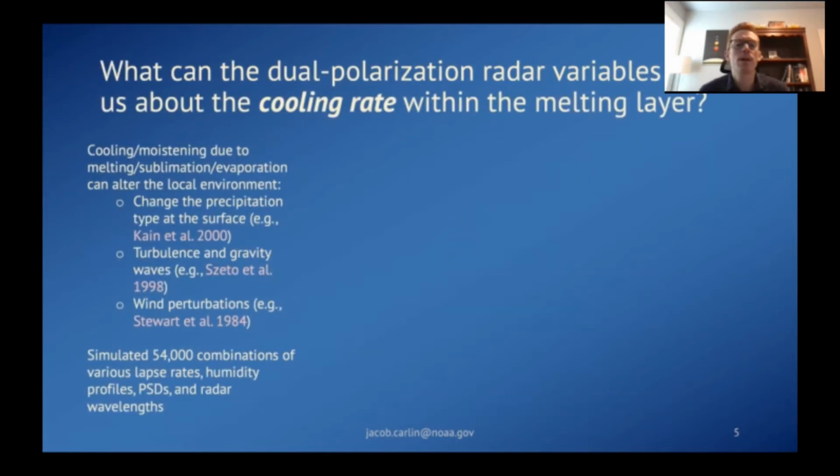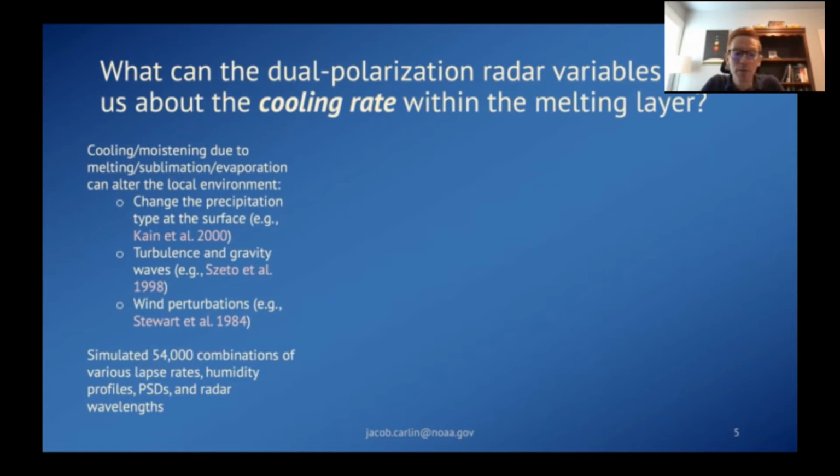Now, the first question we wanted to ask ourselves as it related to melting is what can the dual pole variables in the bright band tell us about the cooling rate within the melting layer? So with melting as well as evaporation, we get cooling and moistening. And this can really alter the local environment and have some significant consequences. This can change the precipitation phase at the surface quite suddenly, but it can also have dynamical consequences and generate things like turbulence and gravity waves. And of course, we typically lack observations of the cooling rate within the melting layer.